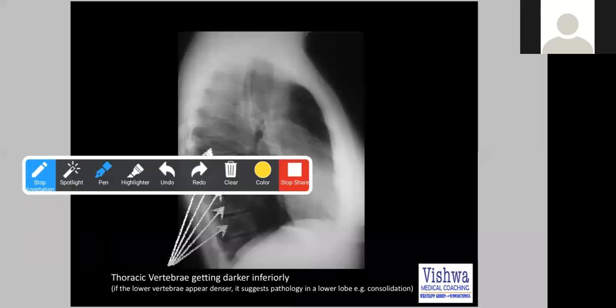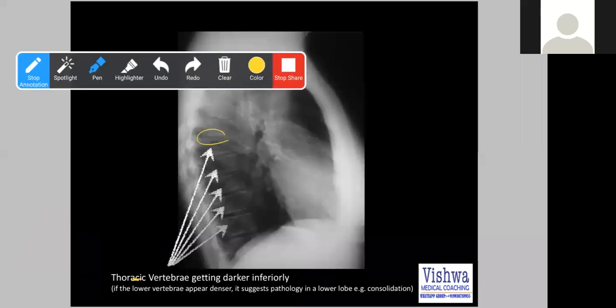These are the thoracic vertebrae, if you can see. Thoracic vertebrae, it can be seen properly.